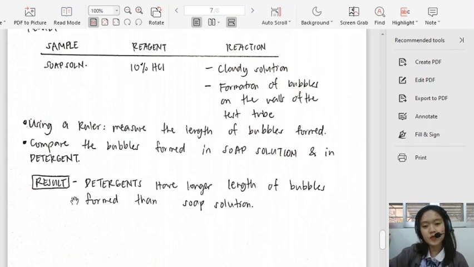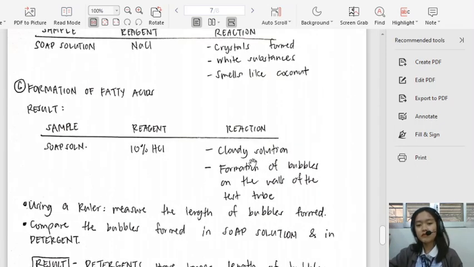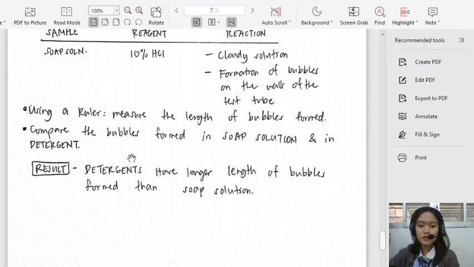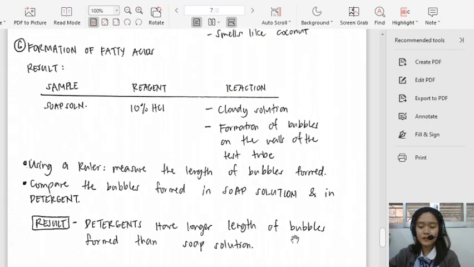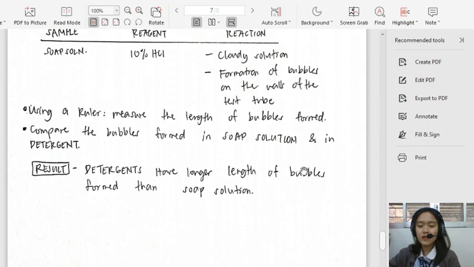So, this is optional only. It is not written in our laboratory experiment procedure, but this is done in class if ever. You compare the formation of bubbles formed from mixing your soap solution with a strong acid. So, of course, more are formed in the detergents because detergent is a much stronger type of soap, right? Compared to the soap solution you made. So, the length of the bubbles formed in the detergent is longer.